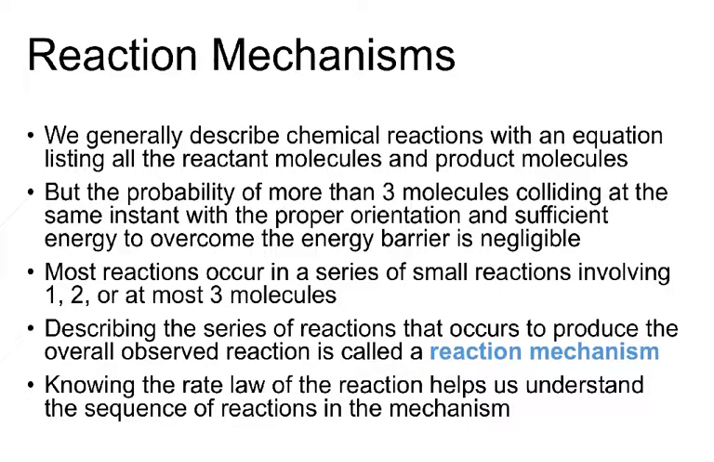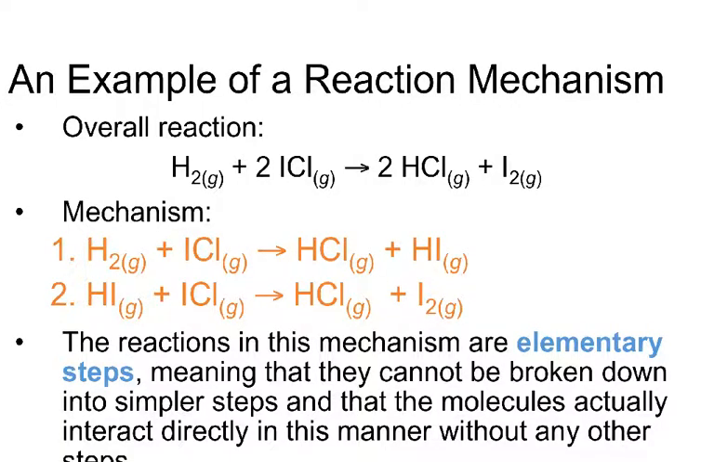a reaction mechanism. If we know the rate law of the reaction, it helps us understand the sequence of events that takes place in the mechanism. So let's look at an example. Here we have an overall reaction: hydrogen gas plus 2 iodine monochlorides gives 2 hydrochloric acids plus molecular iodine.